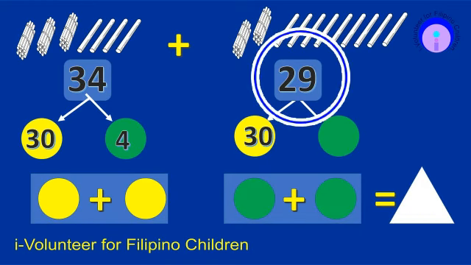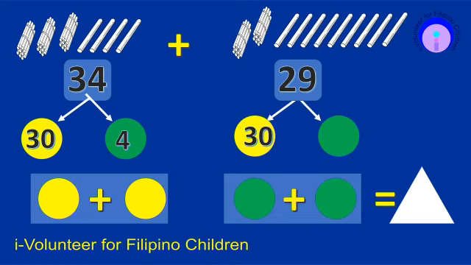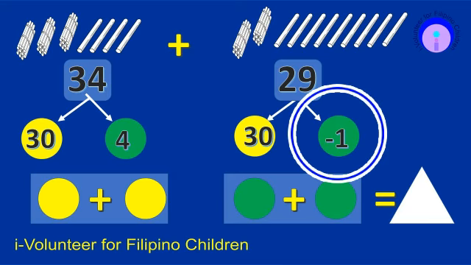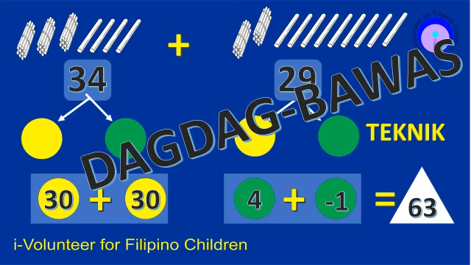Ang 29 ay dinagdagan natin ng isa upang maging 30. Bakit? Mas madali kasing mag-calculate pag base 10. Pero, huwag kakalimutan, ang idinagdag ay kailangang ibawas sa huli. Now, let's start adding. 30 plus 30 plus 4 is equal to 64. Minus 1 is equal to 63.